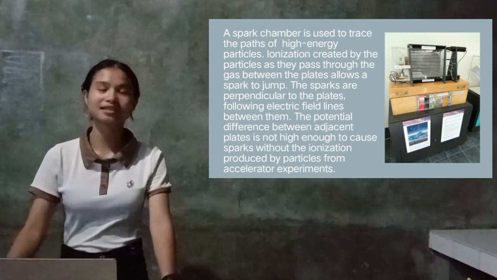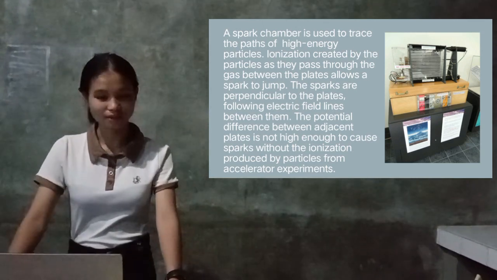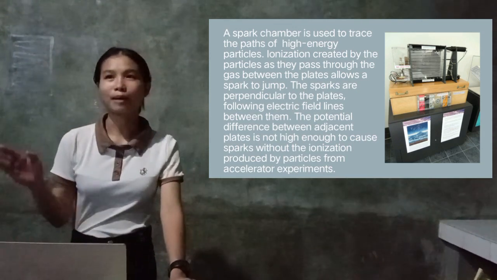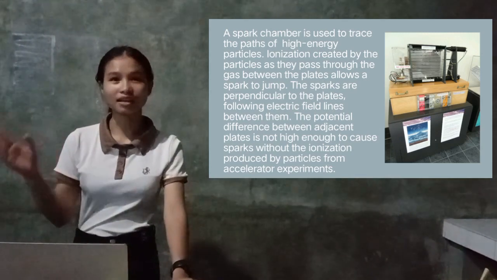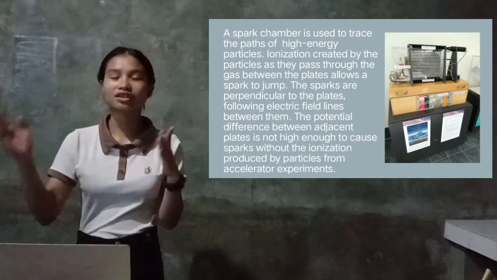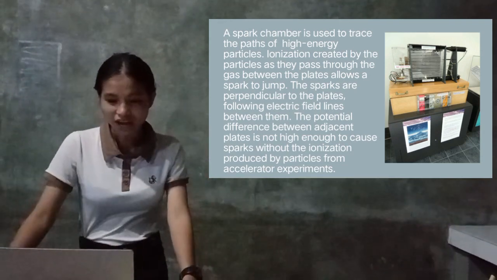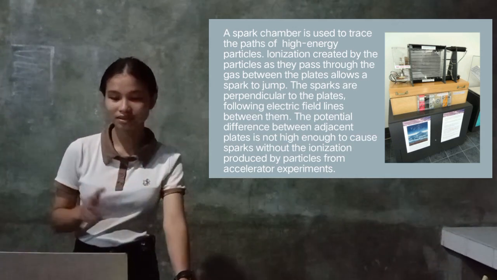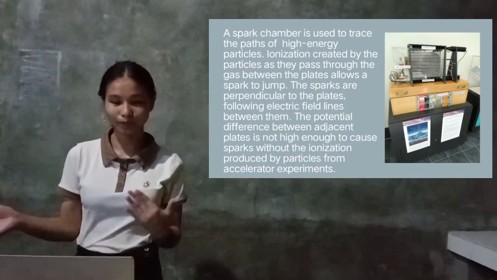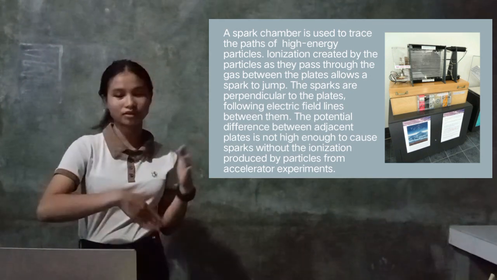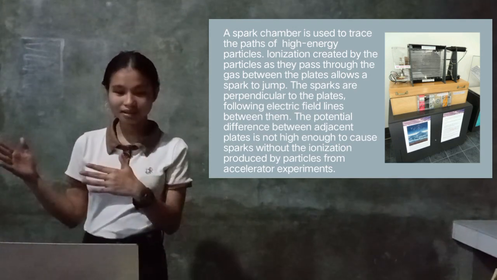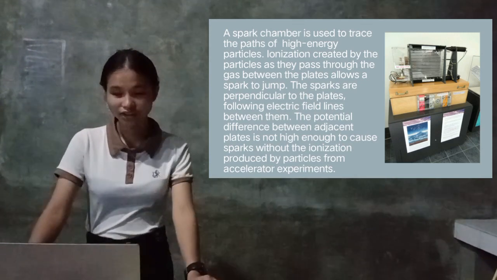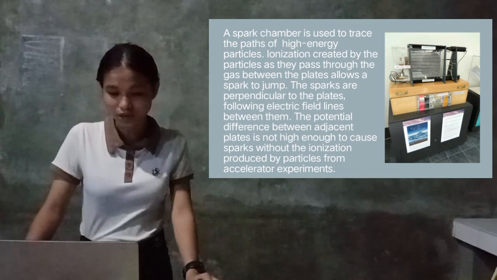A spark chamber is used to trace the paths of high-energy particles. High-energy particles are atomic and subatomic particles. A spark chamber is a device used in particle physics for detecting electrically charged particles. Ionization created by the particles as they pass through the gas between the plates allows a spark to jump. So those particles that pass through the gas create ionization. The sparks are perpendicular to the plates, following electric field lines between them.